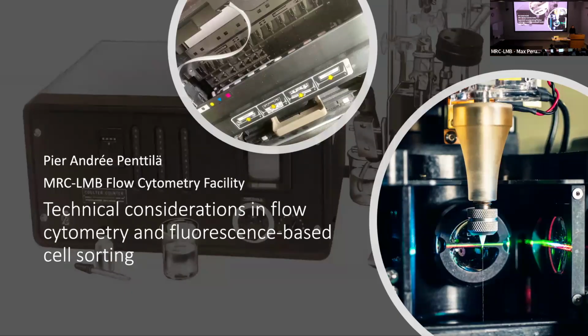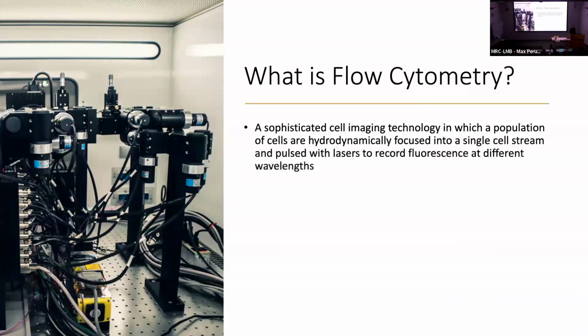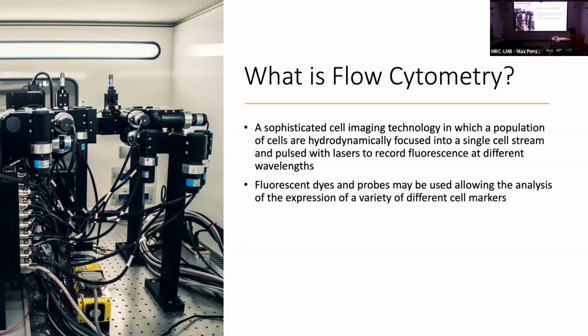So we'll start first by explaining a little bit about what flow cytometry is. It's a sophisticated cell imaging technology in which a population of cells are hydrodynamically focused. So we work with single cells in suspension, and they are focused into a single cell stream, and then they're pulsed with lasers to record fluorescence at different wavelengths. And you can use various fluorescent probes and dyes, so very similar to imaging. And then that allows the analysis of the expression of a variety of different cell markers.